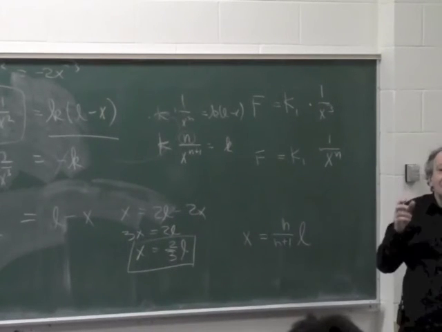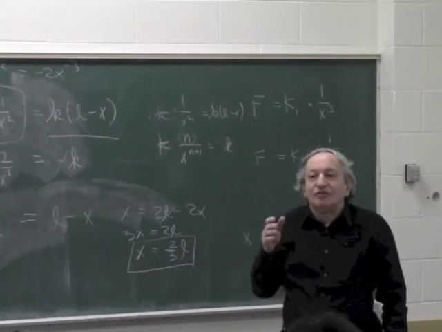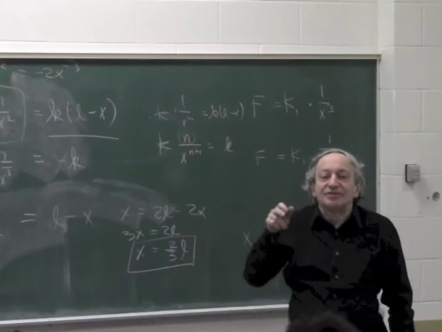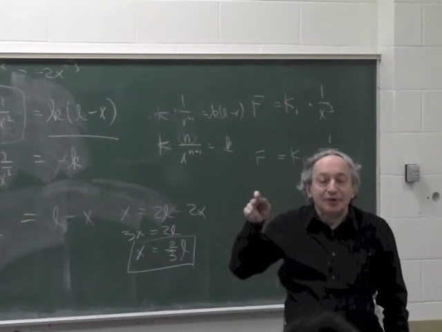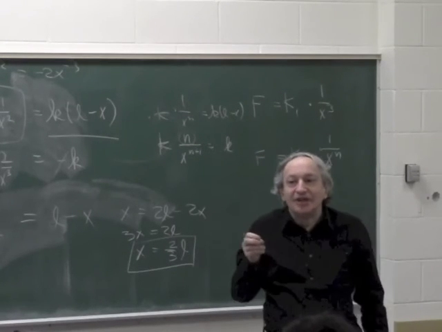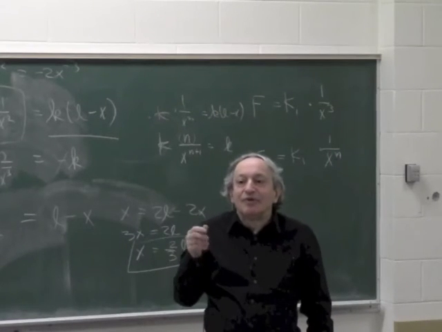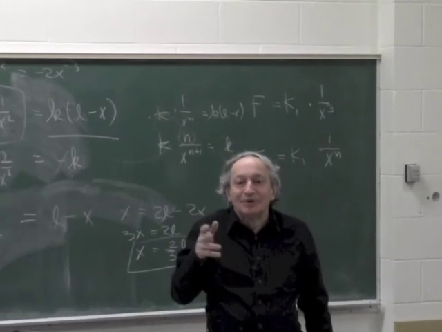Some actuators have it doesn't have to be an integer. Some actuators can have force equals 1 over x to the power of 1.1. So it doesn't have to be 1 or 2 or 3. An actuator can easily be derived where the force has a power of 1.1, 1.2, 1.3.